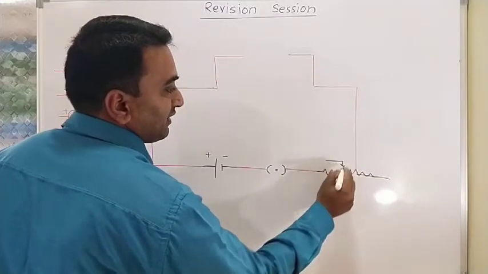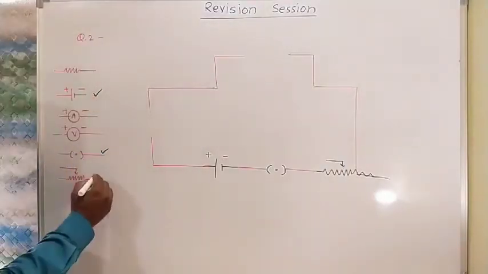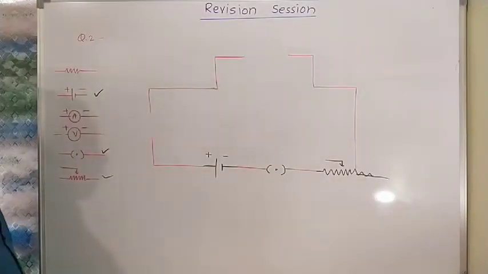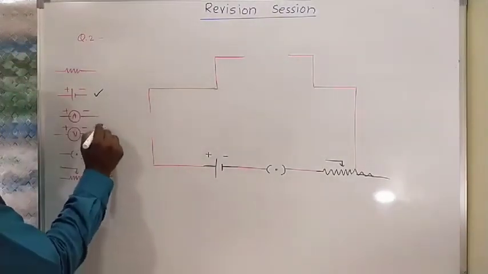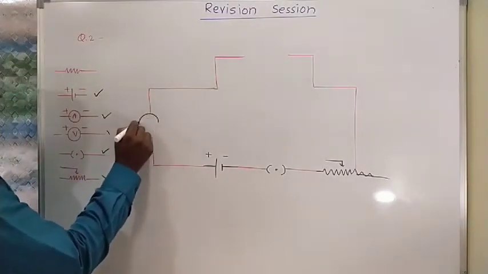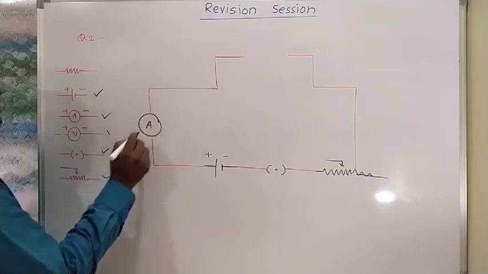This one is a rheostat we have applied here. Next one, how much current is in the circuit? To measure this, we want an ampere meter. So just an ampere meter we are going to join here.